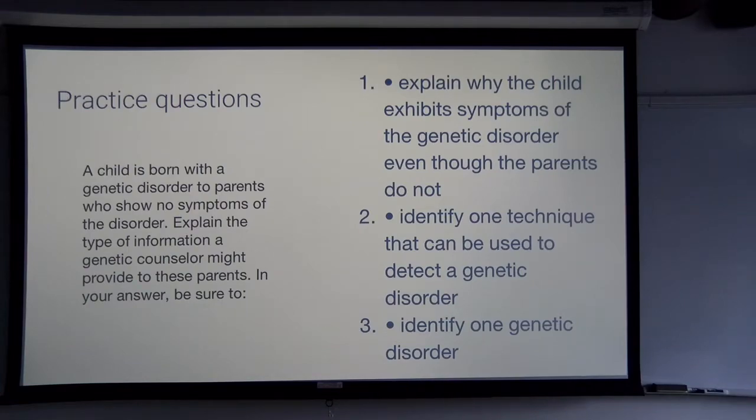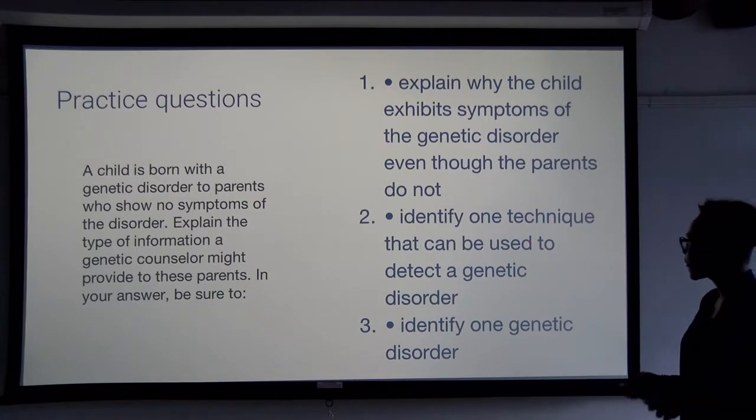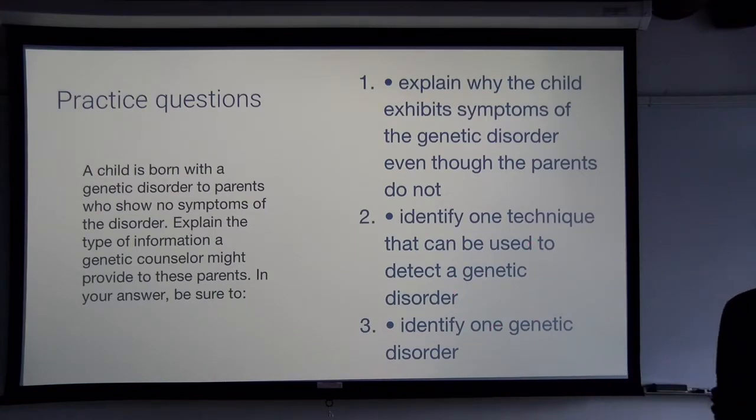Let's do a quick practice question on disorders. A child is born with a genetic disorder to parents who show no symptoms of the disorder. Explain the type of information a genetic counselor might provide to the parents, and in your answer I want you to include these. Explain why the child would exhibit symptoms of the genetic disorder even though the parents do not show that disorder. How is it possible that the child would exhibit it? Identify one technique that can be used to detect the genetic disorder, and identify one type of genetic disorder.